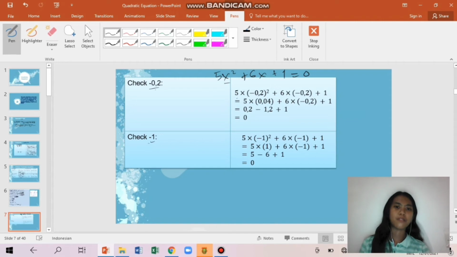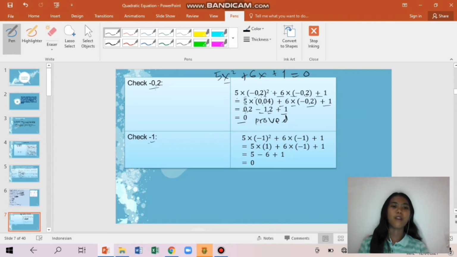It becomes 5 times negative 0.2 squared plus 6 times negative 0.2 plus 1. And it becomes 5 times 0.04 plus 6 times negative 0.2 plus 1. And it becomes 0.2 minus 1.2 plus 1. And it equals 0. So it's proven.